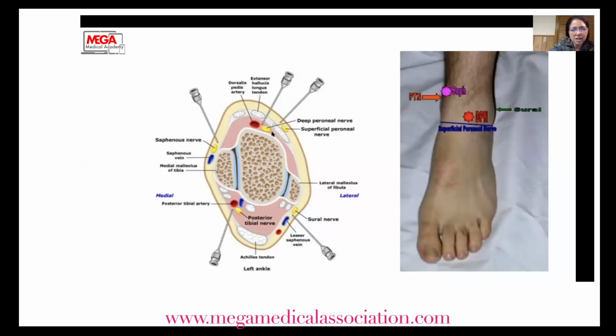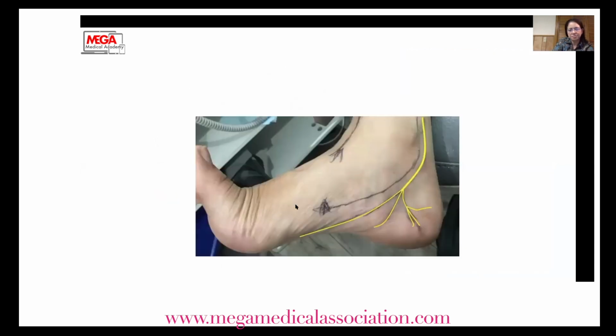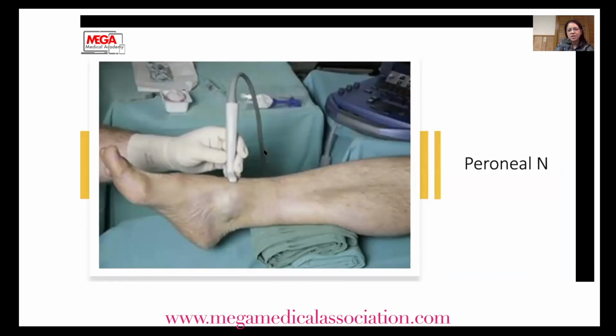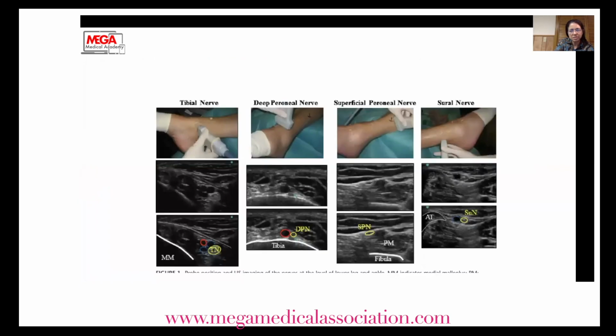On the lateral side, we have the deep peroneal nerve, superficial peroneal nerve, and behind the lateral malleolus is the sural nerve. This is the most important one, and this supplies the sole of the foot. This is the posterior tibial nerve. And when you use the ultrasound, it's best if you have this small probe. It helps you maneuver the probe really well. And this is the nerve we target. And this is the peroneal. You look for the anterior tibial artery, and it's lateral to the anterior tibial artery.